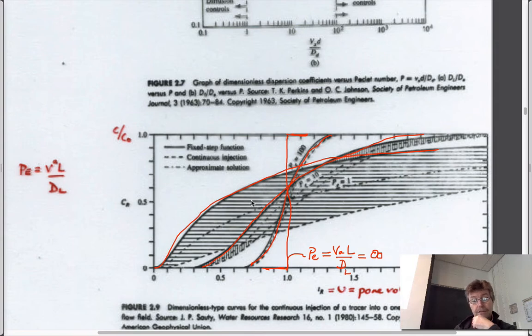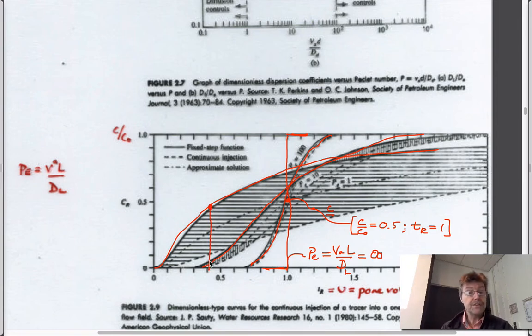They no longer pass through this kind of fiducial point. Oops, let me draw it out here. The coordinates of this point are, importantly, relative concentration C over C0 equals 0.5, and pore volumes equal to 1. And so for Peclet number of 100 and larger, they kind of go through this point. Once it's 10, then it's not quite going through this point. Once it's 1, then it really isn't going through this point. The 50% concentration arrives really early, at 0.4 of pore volumes, for instance.